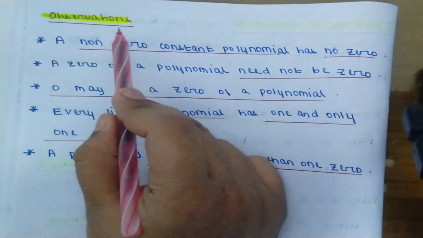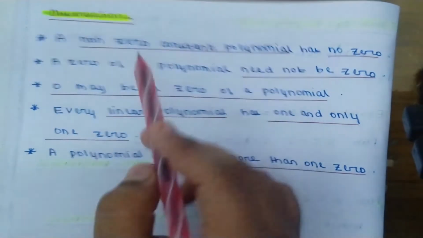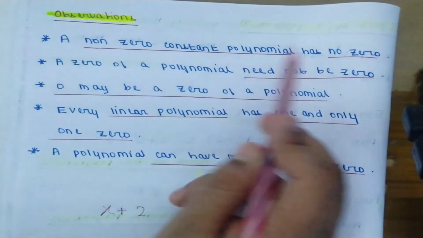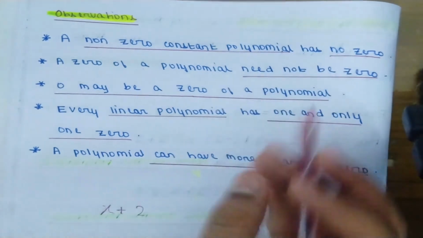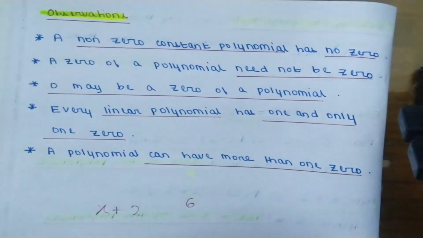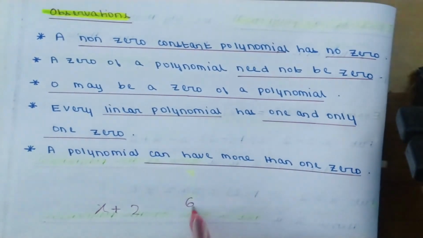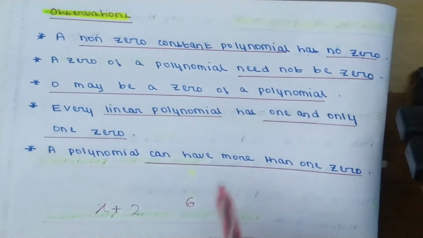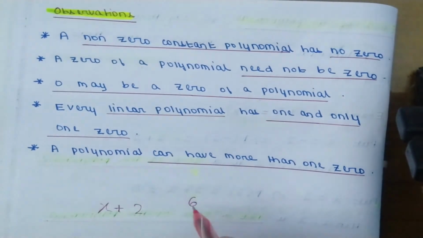Here are a few observations about the zeros of a polynomial. A non-zero constant polynomial has no zero. So for example, 6. 6 is not equal to 0 for any value of x because there is no x at all.